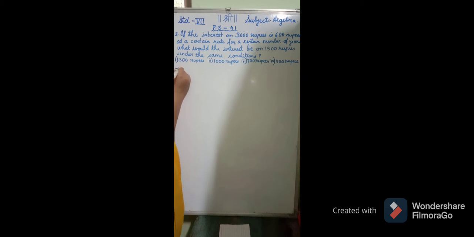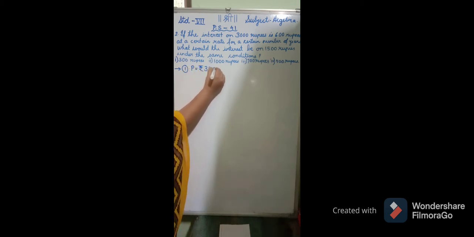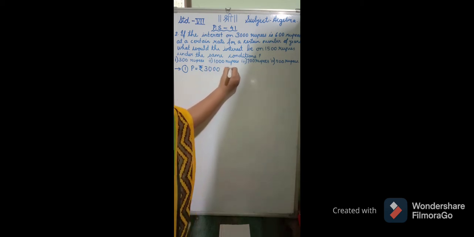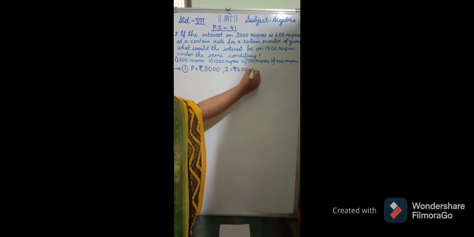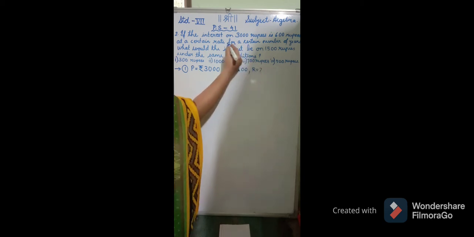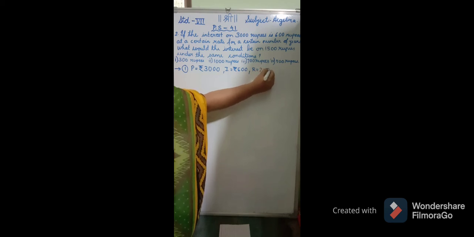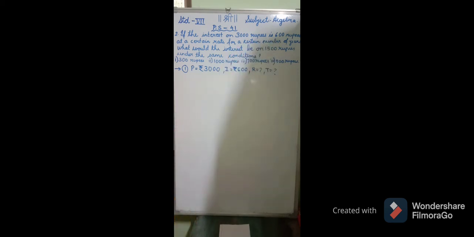Now first we'll write the given from the first condition. What is that? 3000. What is it? Yes, it is principal, rupees 3000. Next, on 3000, what is the interest? Yes, rupees 600. What we have to find out? R, rate of interest, and what else we have to find out? Number of years, that is T.